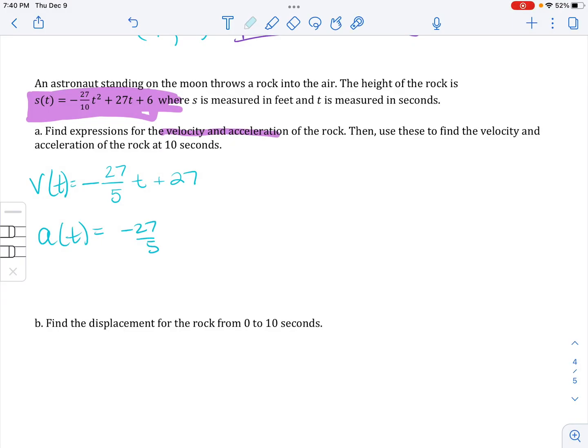And then now it says use the velocity and the acceleration of the rock at 10 seconds. Normally, we would just take the 10 seconds and plug it into here and here, except there's nothing to substitute. So the acceleration at 10 seconds is negative 27 fifths. There's nothing variable about that. It is what it is. For this one, I am going to substitute 10 in there because I can.